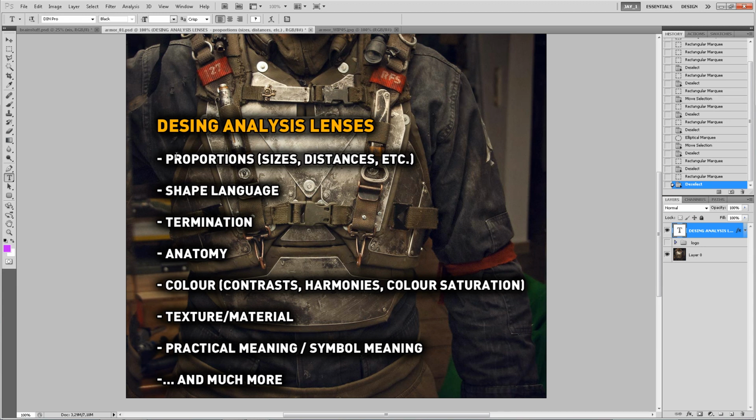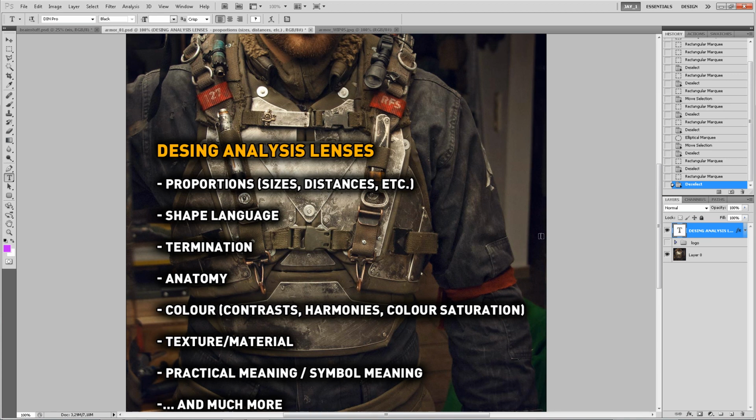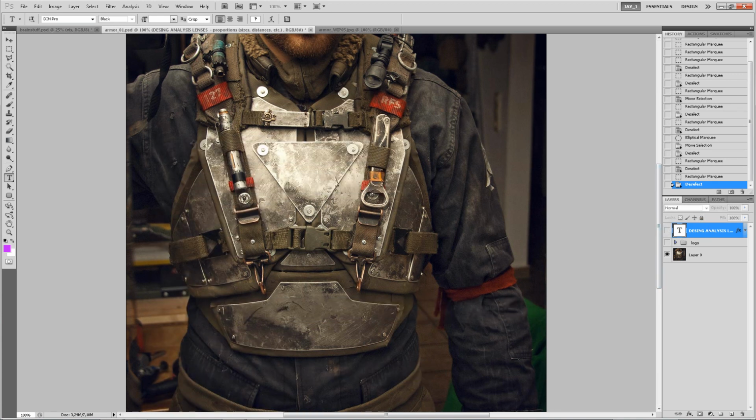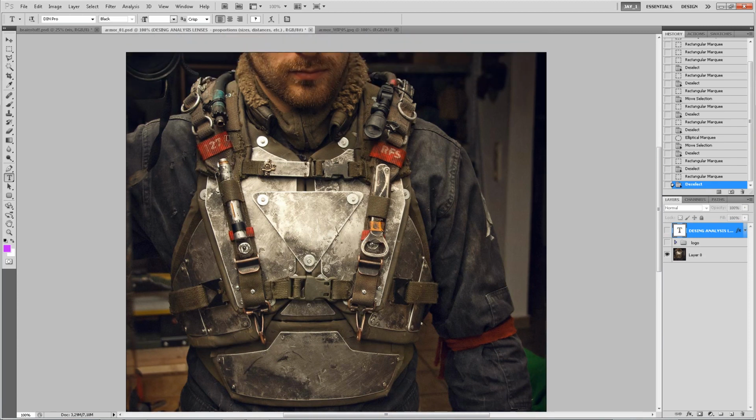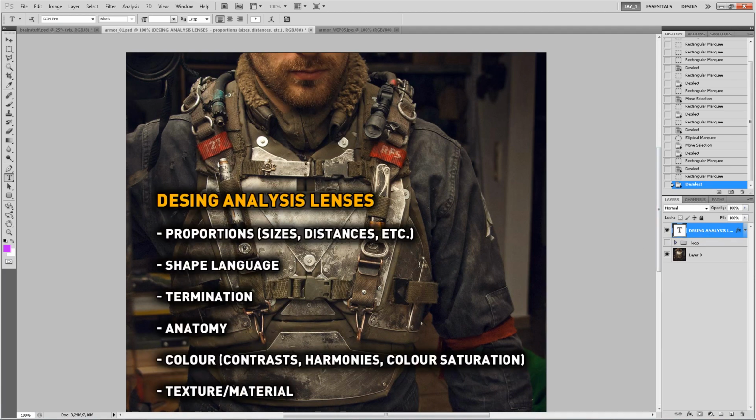Okay, so number one, proportions, which include sizes and distances, etc. For example, how big is my chest plate compared to my belly plate? How big is this red rectangle here compared to this one? They're the same size, but these two are bigger than those two smaller ones, and so on and so forth. I have a video about detail areas and rest areas on my channel. That's one of the many subtopics of proportion. Okay, so proportion and composition. So proportions, sizes, distances, etc.